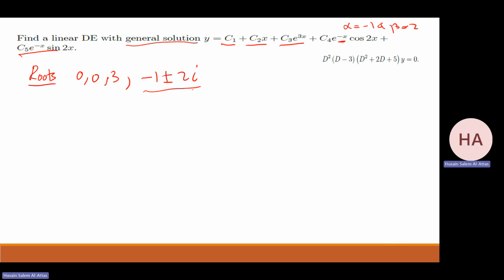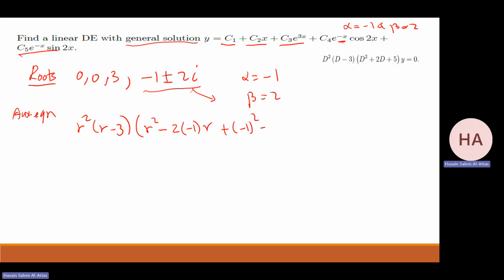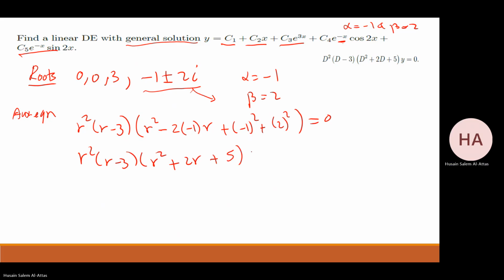So from this one, I have the equation. This is the auxiliary equation. This one is r square. This one, r minus 3. What about this one? Here I have alpha minus 1, beta equal 2. So I have r square minus 2 alpha r plus alpha square plus beta square equals 0. So I have r square, r minus 3, r square plus 2r plus 1 plus 4, which is 5, equals 0.